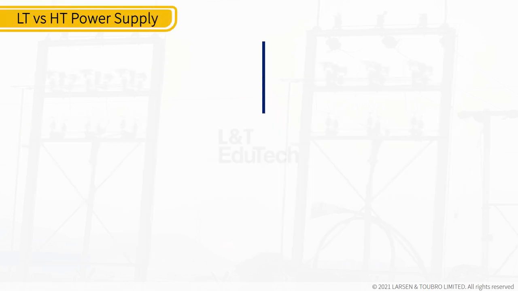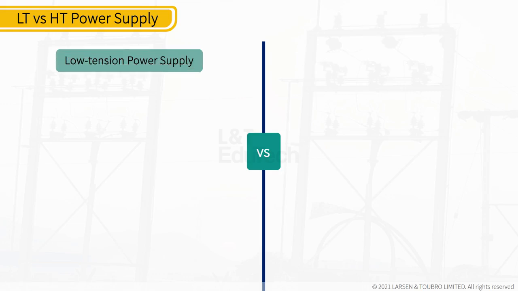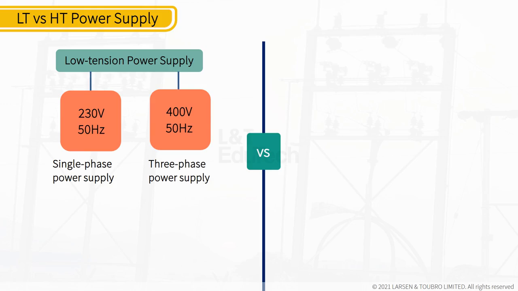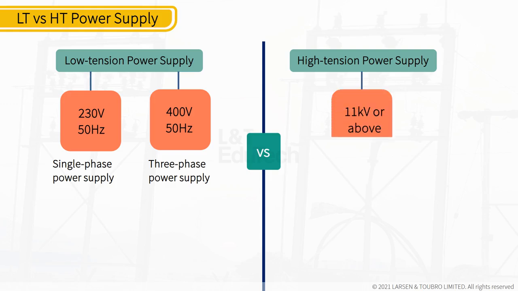Now let's look at LT versus HT power supply in India. In our country, low tension supply is provided at two levels. Single phase power supply is provided at 230 volts, 50 Hz. Three phase power supply is provided at 400 volts, 50 Hz. High tension power supply is provided at 11 kilovolts or above for bulk power consumers.